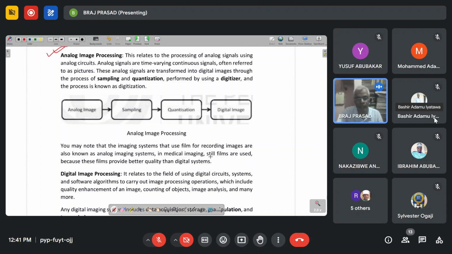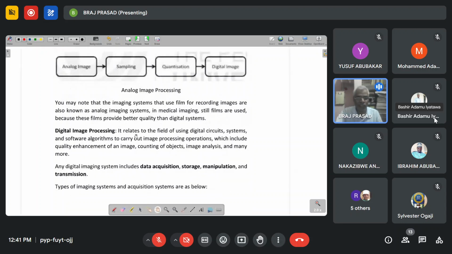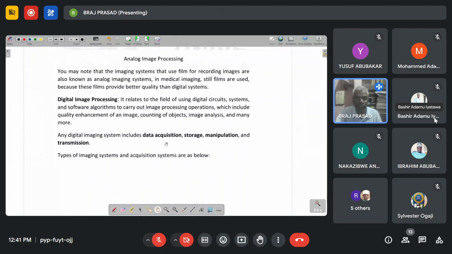In medical imaging, still films are used. Digital image processing relates to the field of using digital circuits, systems, and software algorithms to carry out image processing operations, which include quality enhancement of an image, counting of objects, image analysis, and many more. Any digital imaging system includes data acquisition, storage, manipulation, and transmission.